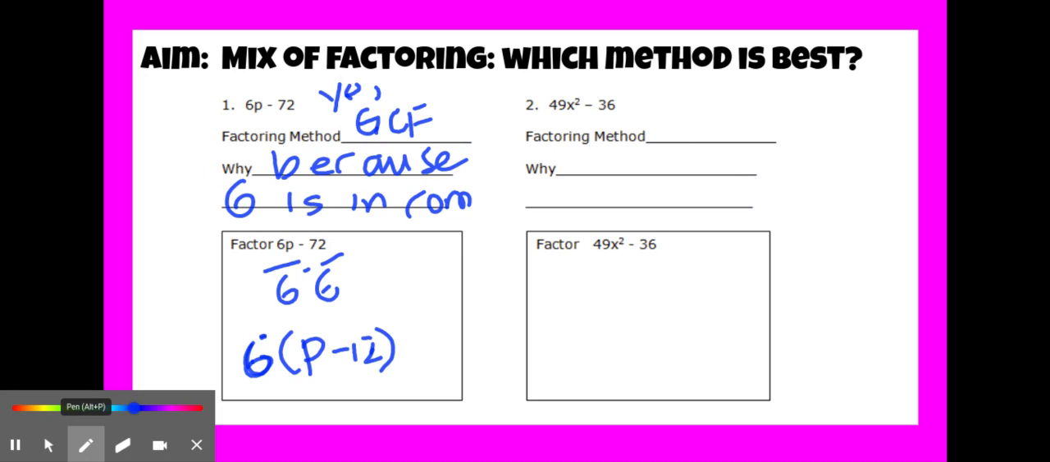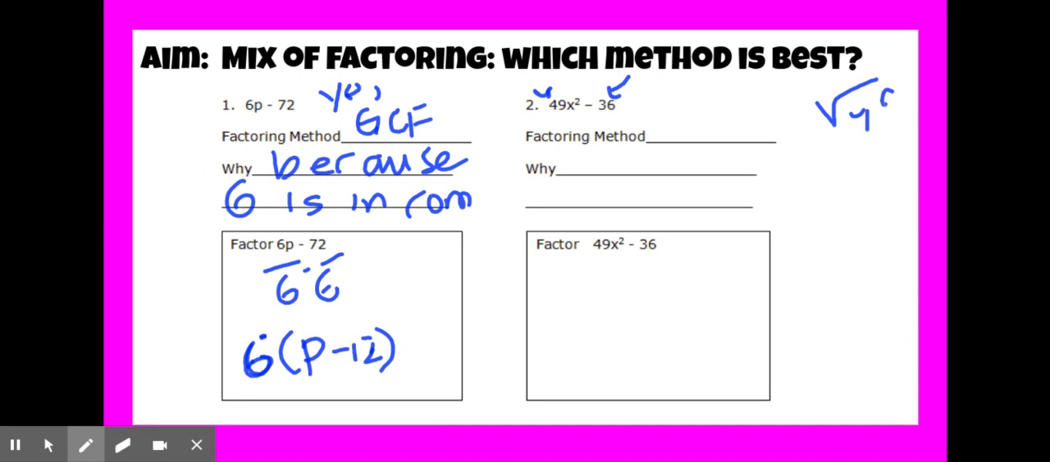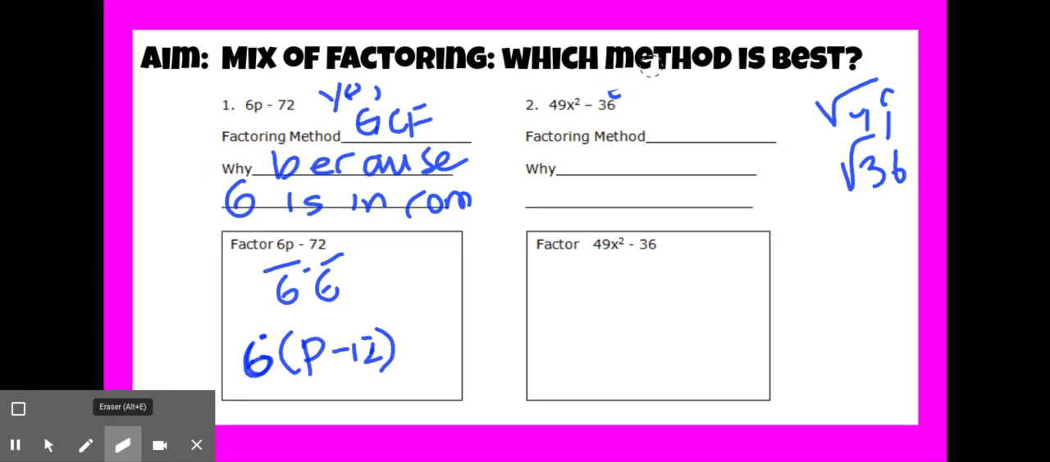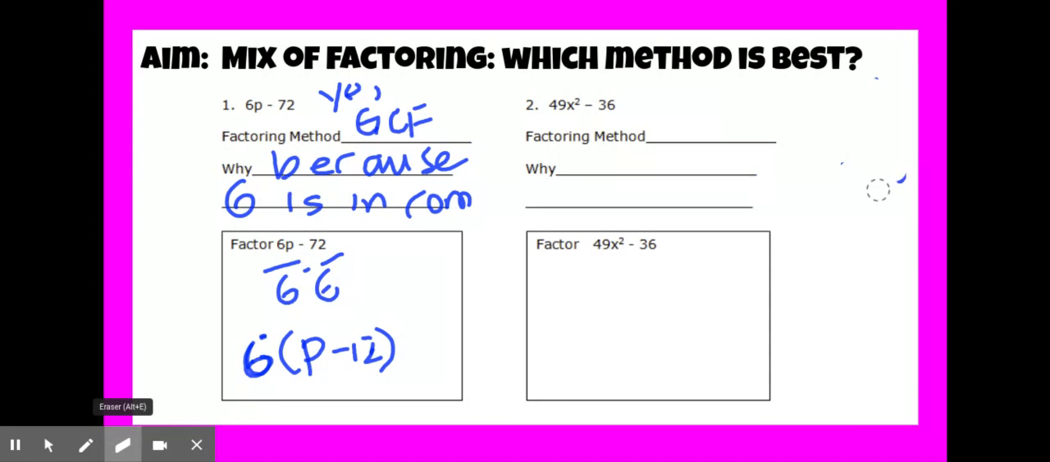If you're not sure, put the 49 in your calculator and the 36 in your calculator. Do the square root of 49 and the square root of 36 and see if they both come out to whole numbers. If they come out to whole numbers, then it's a difference of two squares. And that answer is yes. They're both a difference of two squares because there's a subtraction sign, and both terms are perfect squares. So we're going to use DOTS for this one.